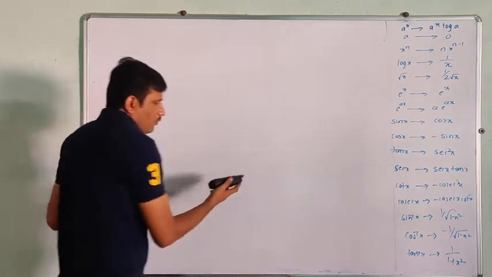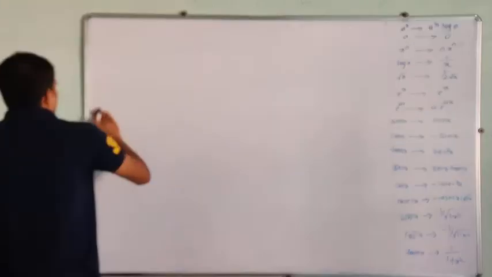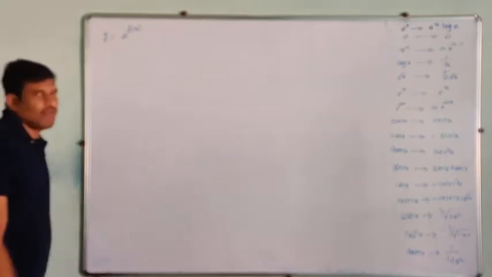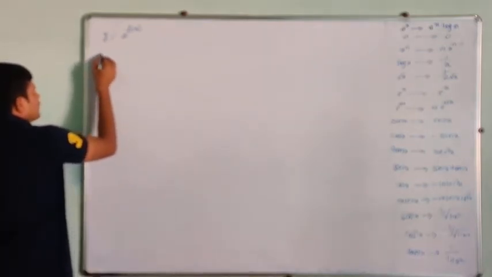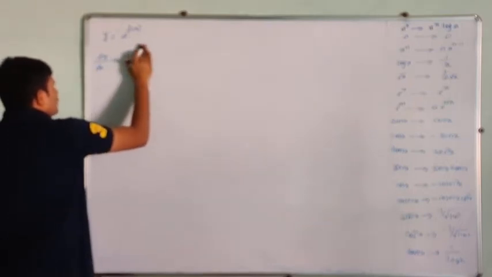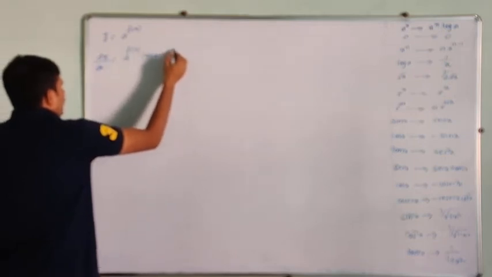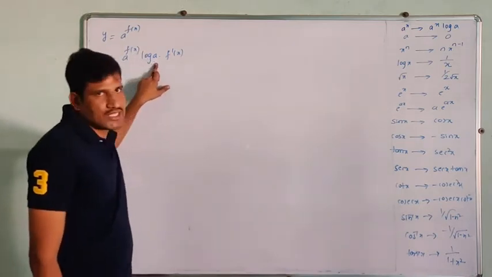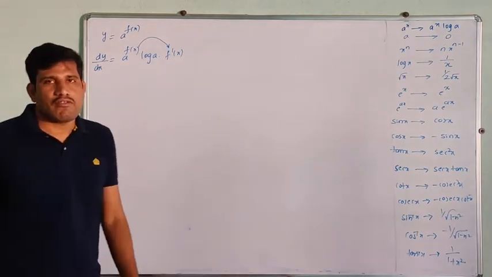If y is equal to a raised to f of x, where a is any constant, then its derivative dy by dx is a raised to f of x into log a into f dash of x. Derivative of a raised to f of x is a raised to f of x into log a into the derivative of the function, that is f dash of x.